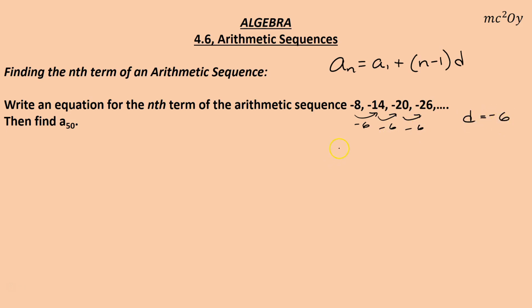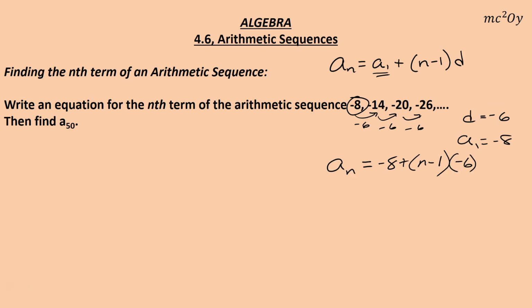All right. I also need to know a sub 1. Well, a sub 1 is just the first term. First term is negative 8. I have everything I need to write my equation. A sub n equals a sub 1, negative 8, plus n minus 1 times d, negative 6. Now, anytime I have a negative for a difference, I'm putting it in parentheses like that.